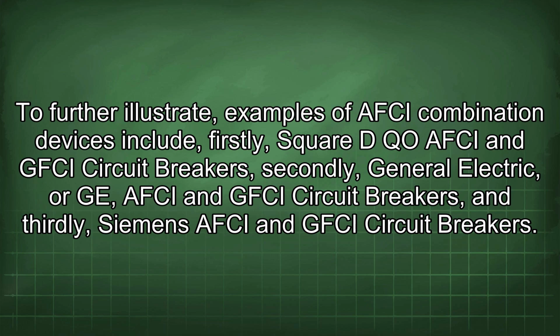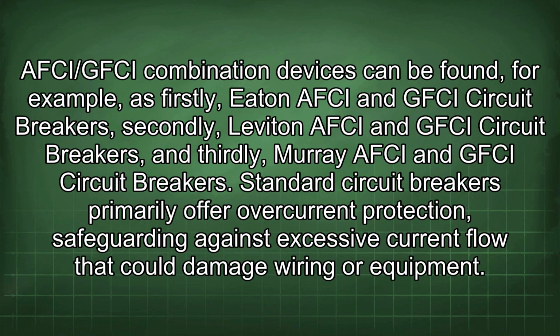To further illustrate, examples of AFCI combination devices include: firstly, Square D QO AFCI and GFCI circuit breakers; secondly, General Electric, or GE, AFCI and GFCI circuit breakers; and thirdly, Siemens AFCI and GFCI circuit breakers. AFCI/GFCI combination devices can also be found as, firstly, Eaton AFCI and GFCI circuit breakers; secondly, Leviton AFCI and GFCI circuit breakers; and thirdly, Murray AFCI and GFCI circuit breakers.